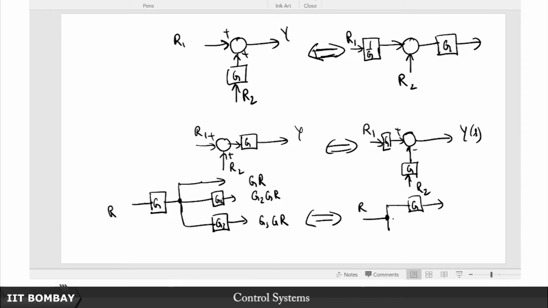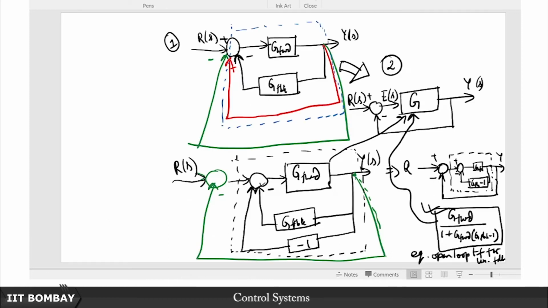put in a G here, put in a G times G2 here, and put in another G here, G3 here, okay. So these are equivalent. So you can play around like this by pulling out and pushing in stuff on either side of the pick off points as well, all right. So that is another technique that we often need to employ in order to play around with these block diagrams.